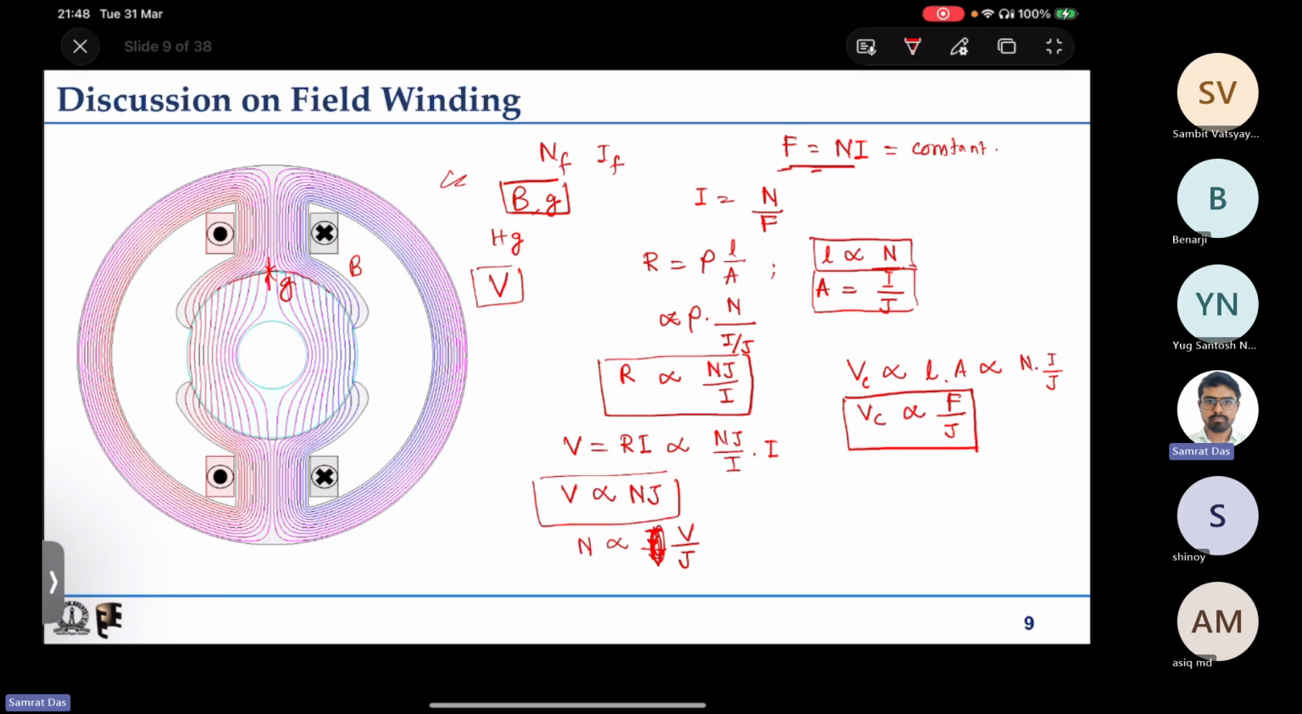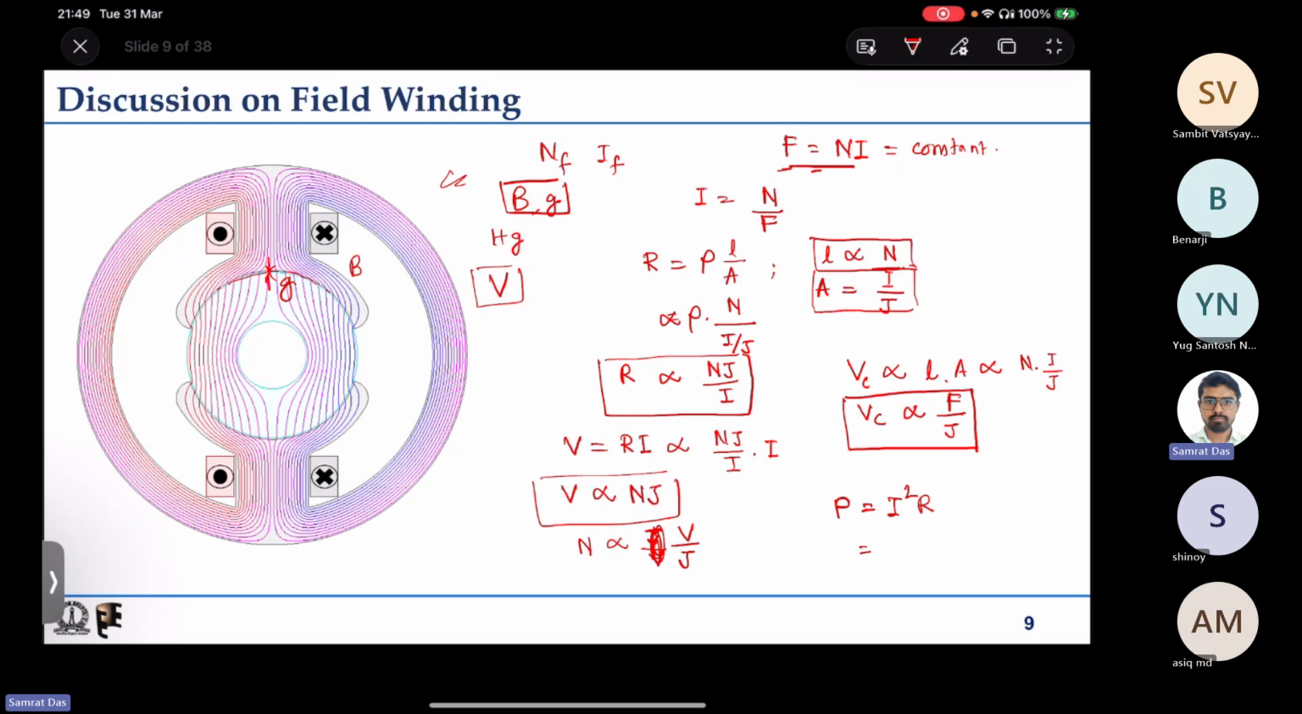Now the copper loss will be another thing. I will be discussing the copper loss and then we'll be reviewing all the things step by step. So copper loss equal to I square into R. So what is I? We have I is basically J into A.